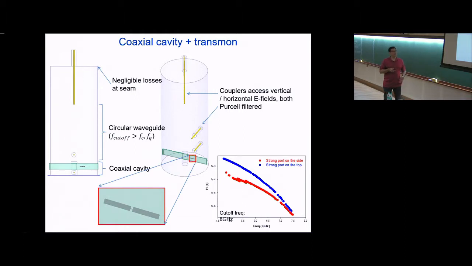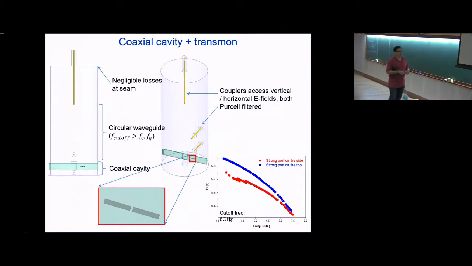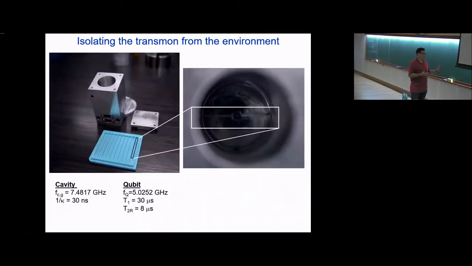So we call that Purcell filtering. At least it doesn't work this well, but if you simulate that using this port from the top here, it should allow you to have T1s in the range of hundreds of microseconds to milliseconds.